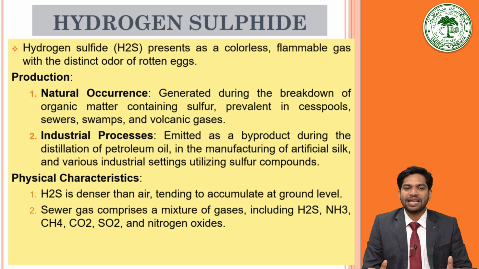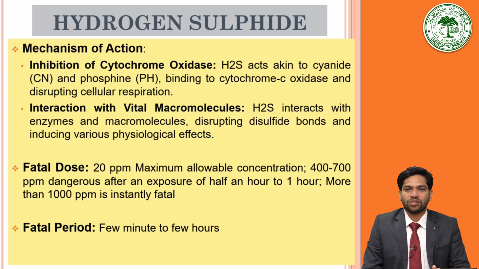Hydrogen sulfide is denser than air, tending to accumulate at ground level. So the poisoning is seen at ground level or below ground level, not at a higher level, by the sewer gas or the hydrogen sulfide. This is important to note.